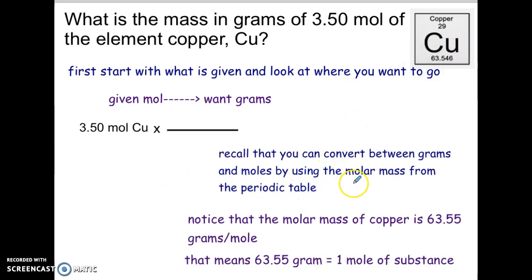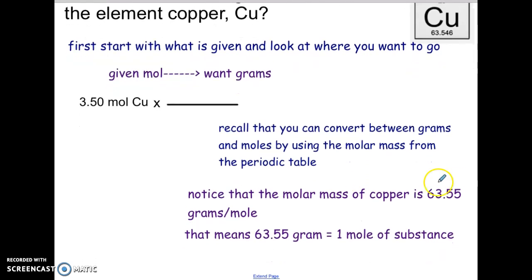But what you should recall is that we can get between grams and moles by using the periodic table. And you should then recognize that the molar mass of copper is 63.55 grams per mole, which means 63.55 grams equals 1 mole.